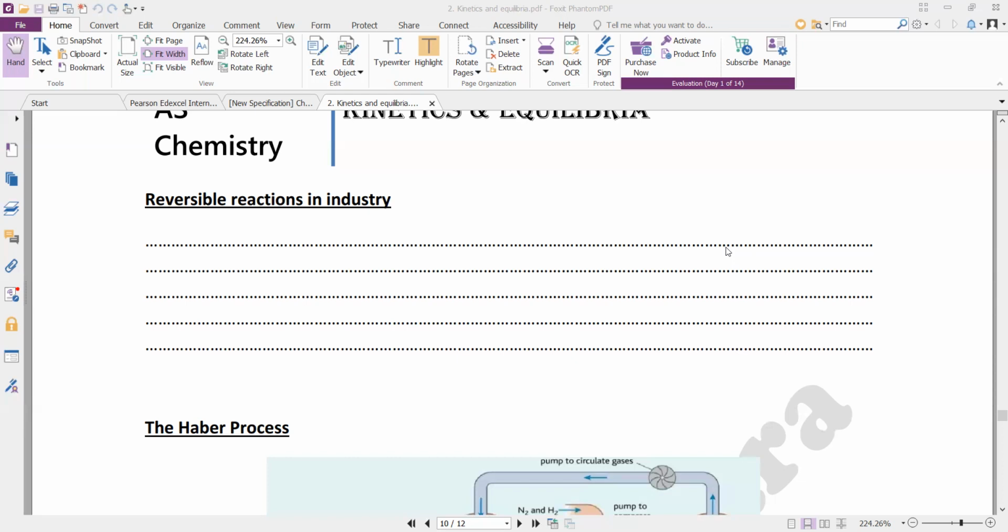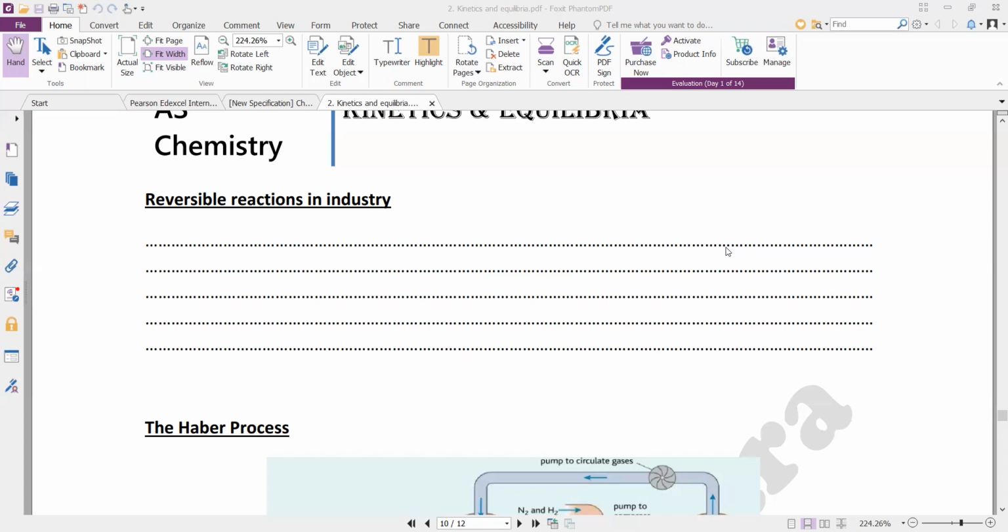Chemists try to convert reactants into products as quickly as possible. As quickly as possible means we have to think about the rate of the reaction. And as completely as possible. That means there you have to think about the reversibility.